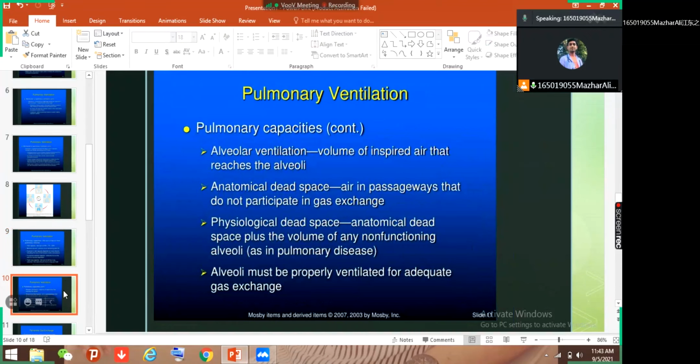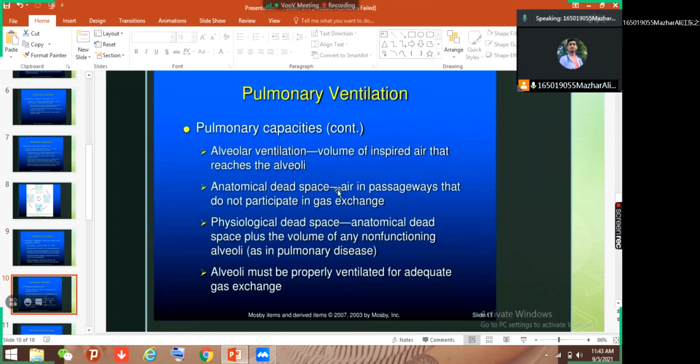Now I talk about pulmonary ventilation. What's the alveolar ventilation? The volume of inspired air that reaches the alveoli. Actually, alveolar ventilation means the connection between the alveoli and the external environment. When you inspire air, you are taking oxygen from the environment into the alveoli, and when you expire, you are releasing carbon dioxide to the environment. So this is what alveolar ventilation means.